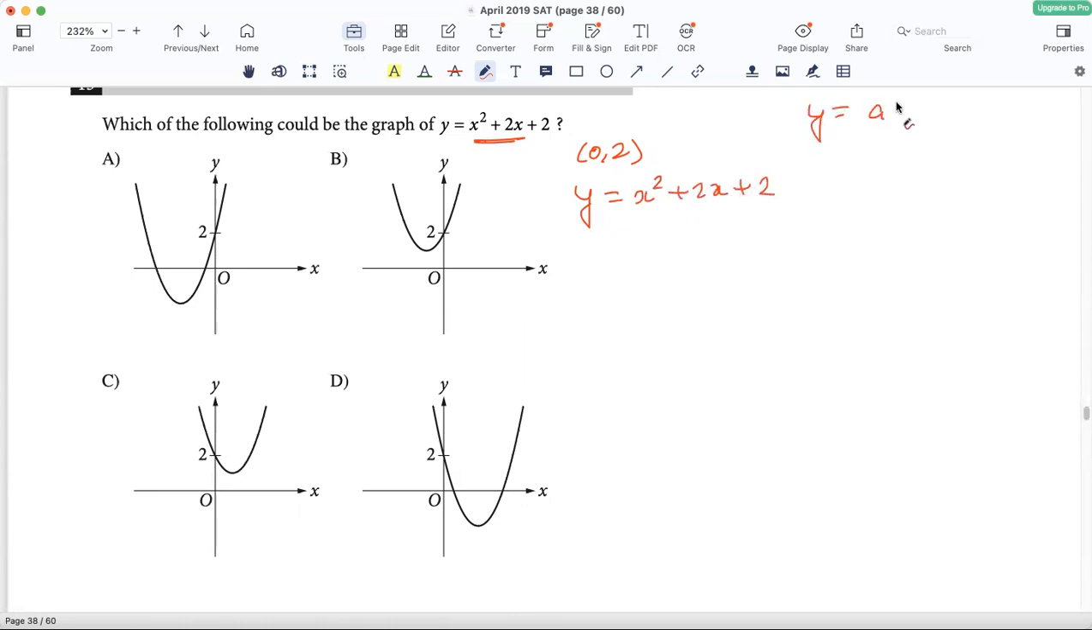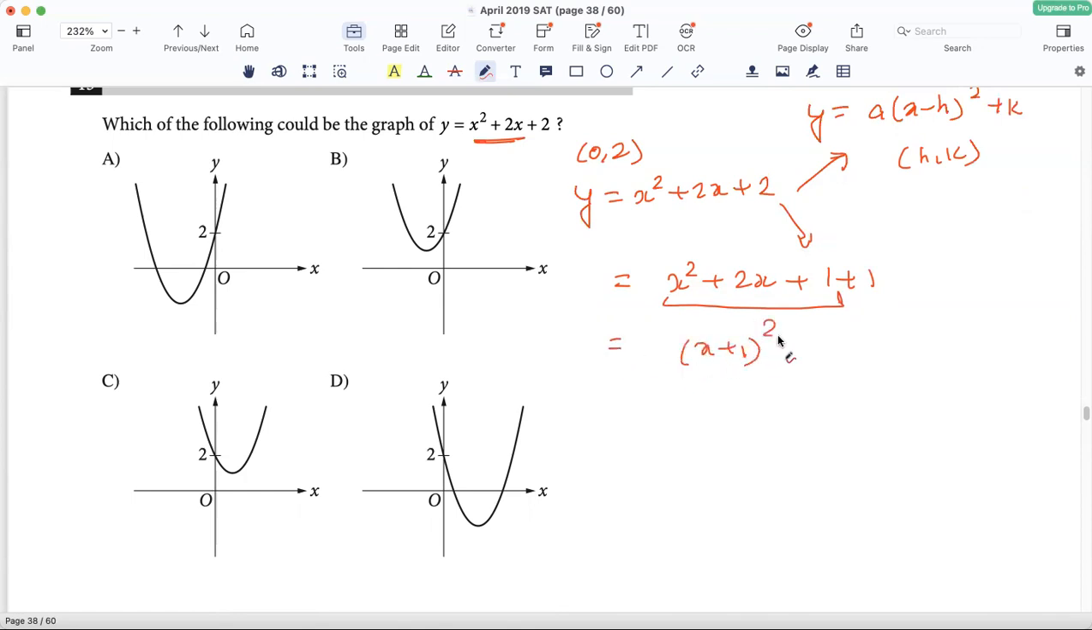The vertex is given by a times (x minus h) whole squared plus k, where (h, k) is the vertex. So we'll have to convert this equation to this form. We can do that as x squared plus 2x plus 1 plus 1. Why did we write 2 as 1 plus 1? Because these three terms will become (x plus 1) the whole squared, and this plus 1 will remain outside.